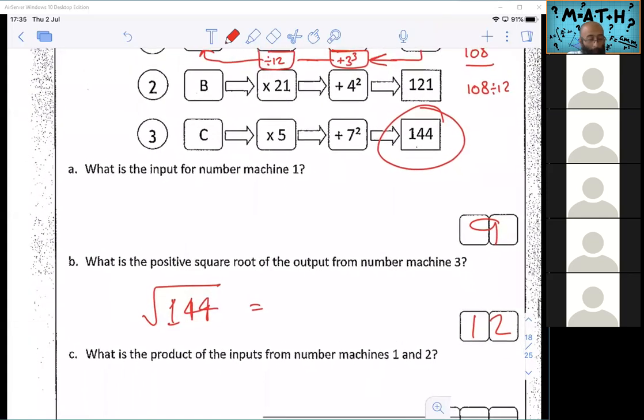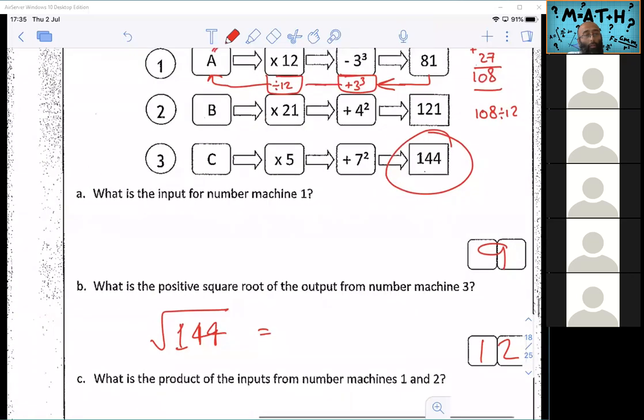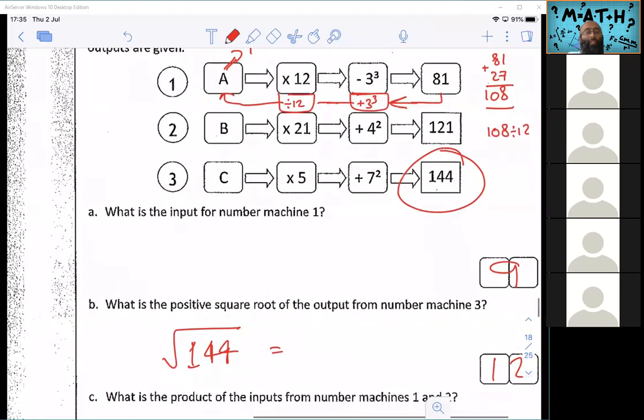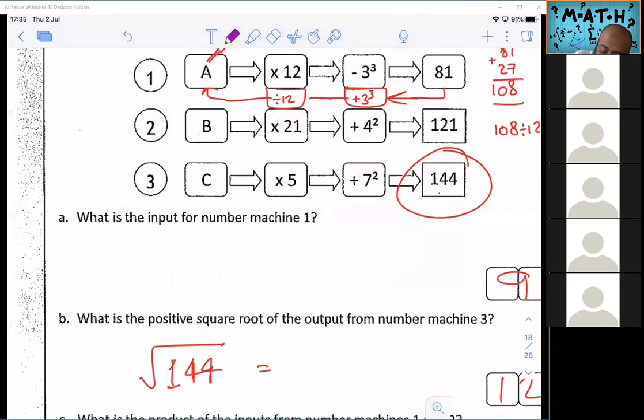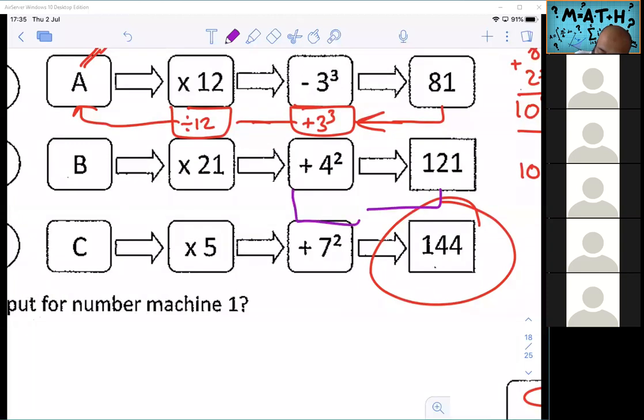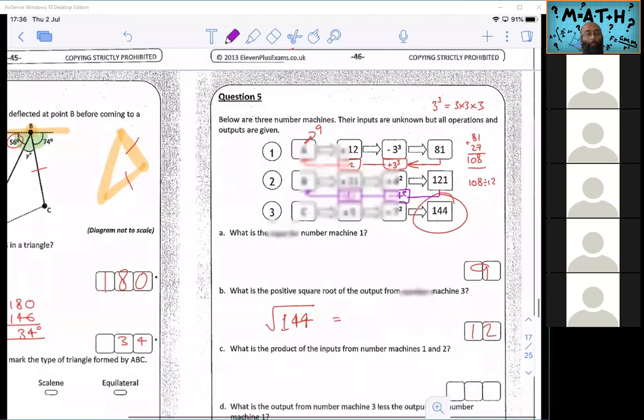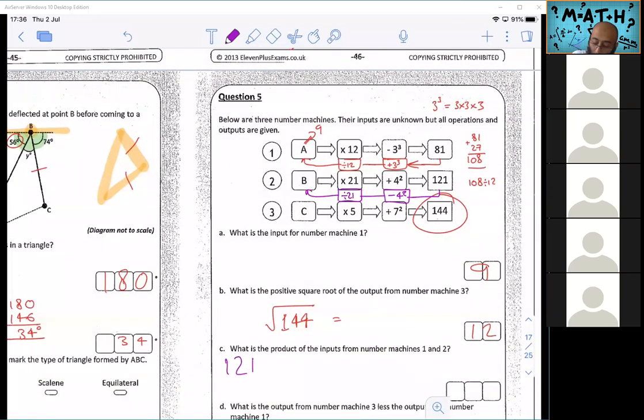Next, C. What is the product of the inputs for number machines 1 and 2? Well, we know machine number 1 is 9, and we don't know what 2 is. So we need to reverse the second machine. Let's get a different color and do 121. We have to minus 4 squared, and then divide by 21 because we're reversing it. We need to get to B because we don't know B. So what's minus 4 squared? 4 squared basically means 16. So minus 16, and then you have to divide the answer by 21.